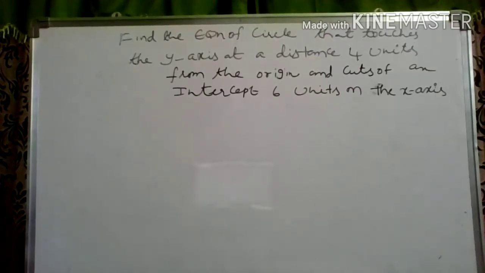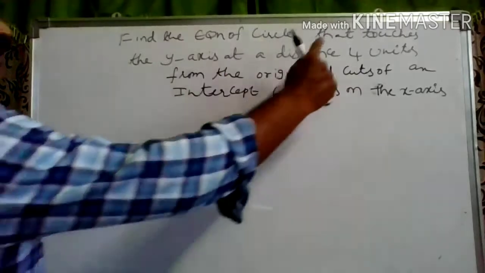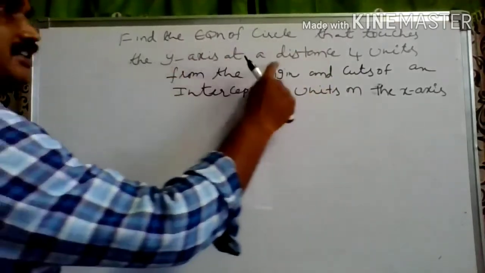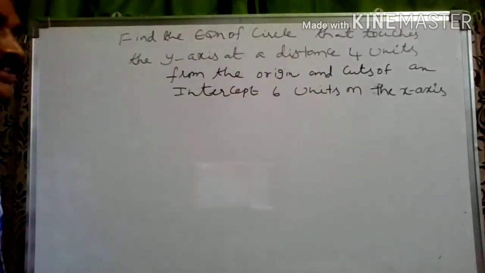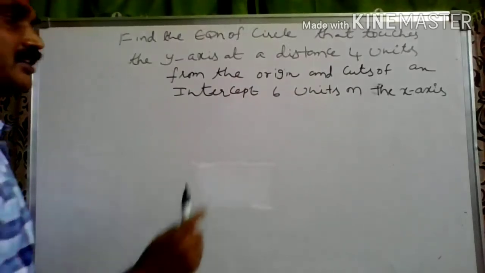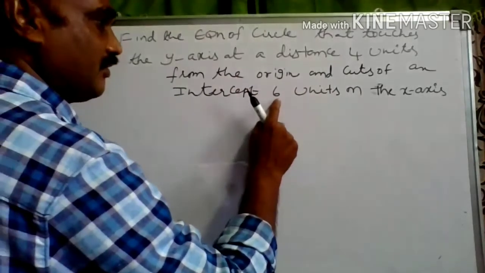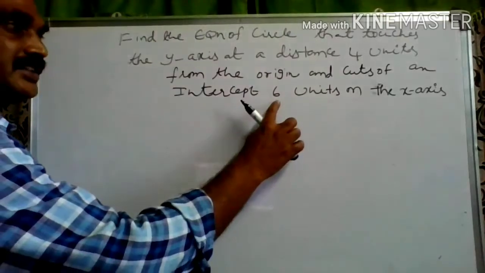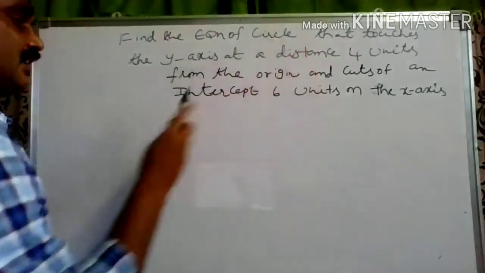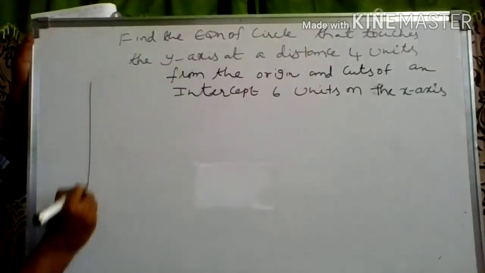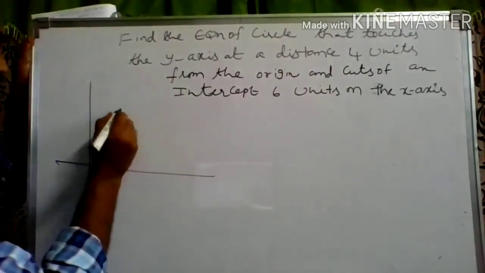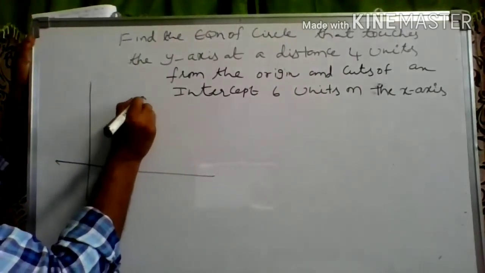Okay, students, next question. Find the equation of the circle that touches the y-axis and at a distance 4 units from the origin and cuts off an intercept 6 units on x-axis. Length of x-intercept is 6 and it touches y-axis. Okay, students, touches y-axis.